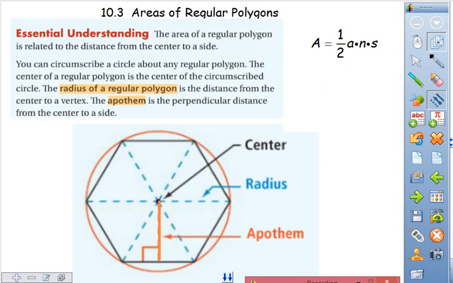The area of a regular polygon is related to the distance from the center to a side. And that distance is called the apothem. So that's this orange length.